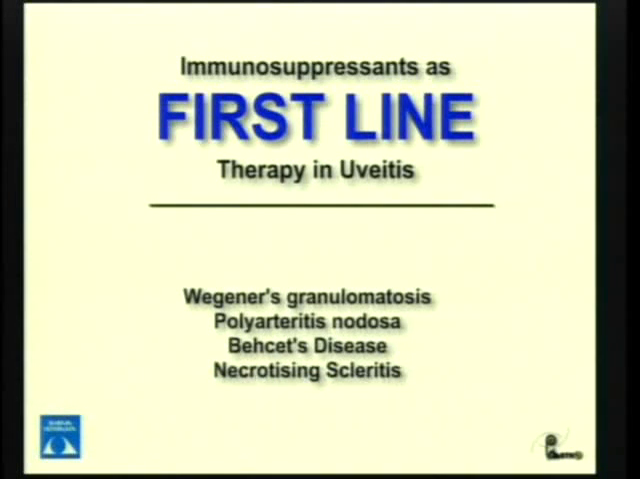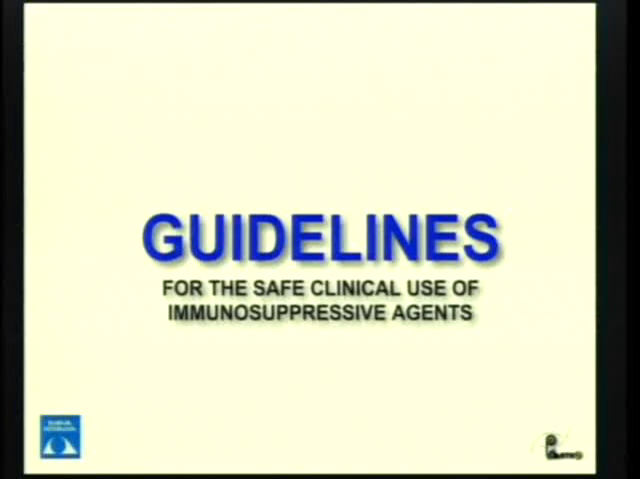Now immunosuppressives can sometimes be used as a first-line therapy in uveitis. For example, Wegener granulomatosis, where cyclophosphamide is the drug of choice, polyarteritis nodosa, Behçet disease, and necrotizing scleritis. These are the conditions where we use immunosuppressives as a first-line therapy.